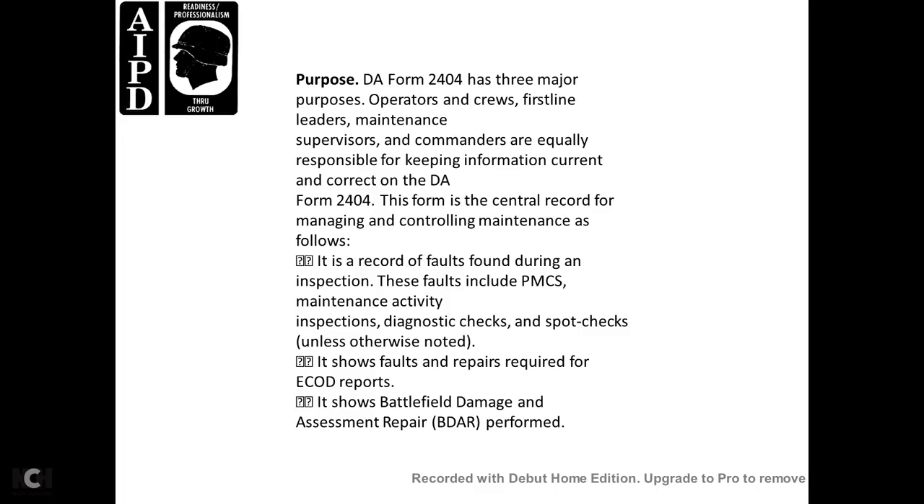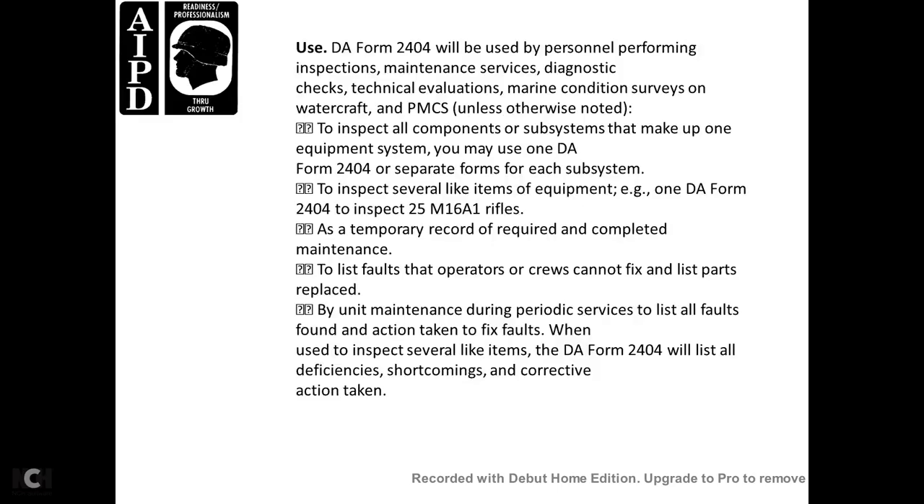This form is an essential record of the maintenance control, as follows: the record of the faults found during the inspection, the faults found during preventive maintenance checks and services, maintenance activity, inspection, diagnostic spot checks, unless otherwise noted, initial faults, old repairs, and repairs required with the reports, and it shows the battlefield damage assessment report and repair performed.